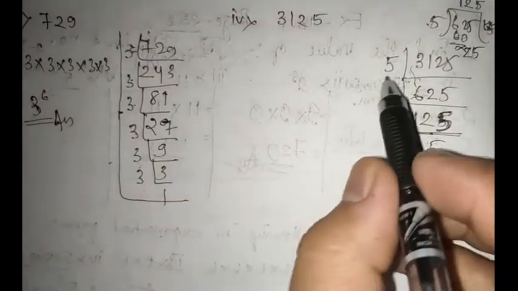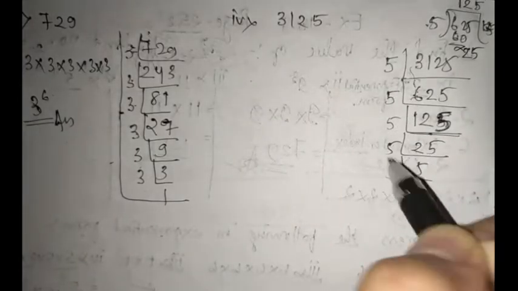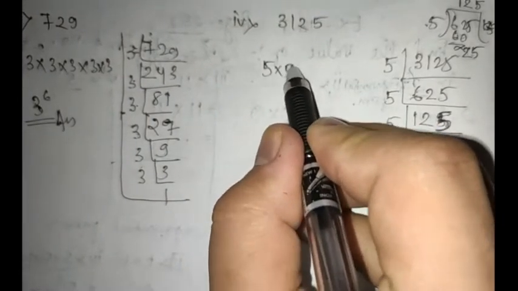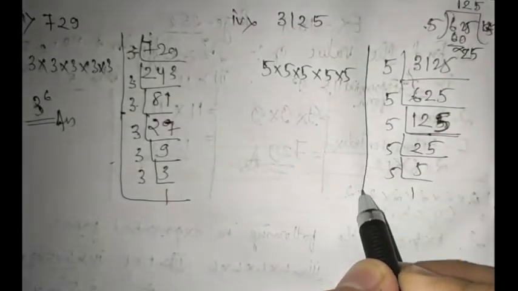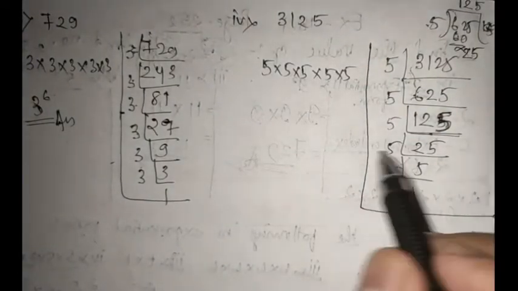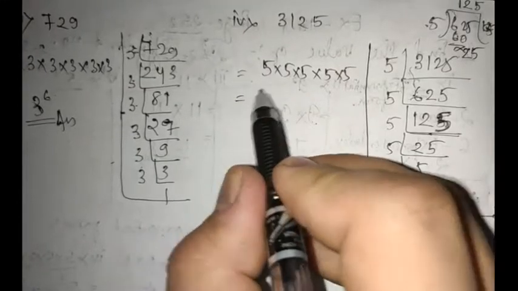Okay, so now how many 5s are there? 1, 2, 3, 4, 5. So 5 into 5 into 5 into 5 into 5. This is your rough work. Try to keep this away from your main work. Do not make your work dirty.